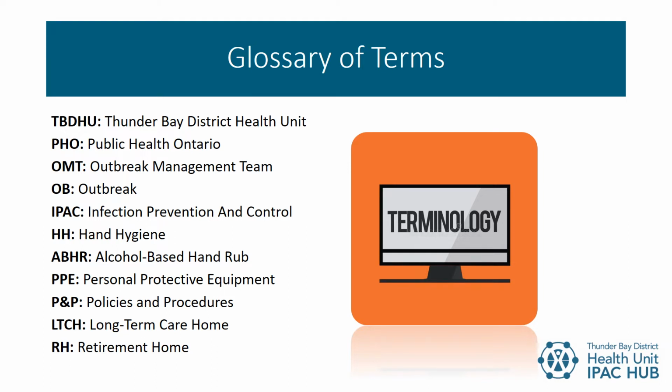HH stands for Hand Hygiene. ABHR is Alcohol-Based Hand Rub. PPE is Personal Protective Equipment. PP or PNP is Policies and Procedures. LTCH is Long-Term Care Home. And RH stands for Retirement Home.